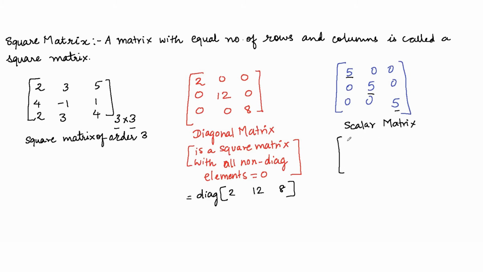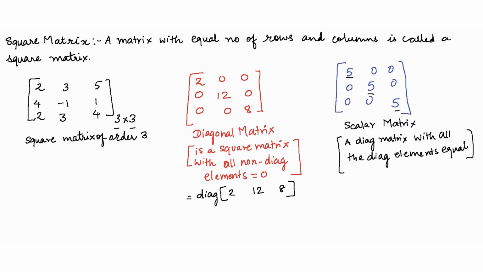So a scalar matrix is basically a diagonal matrix. I would define a scalar matrix as a diagonal matrix with all the diagonal elements equal. Now because it's a diagonal matrix, of course a scalar matrix has to be a square matrix because every diagonal matrix is a square matrix. Therefore scalar matrices are also square matrices with all their diagonal elements equal.